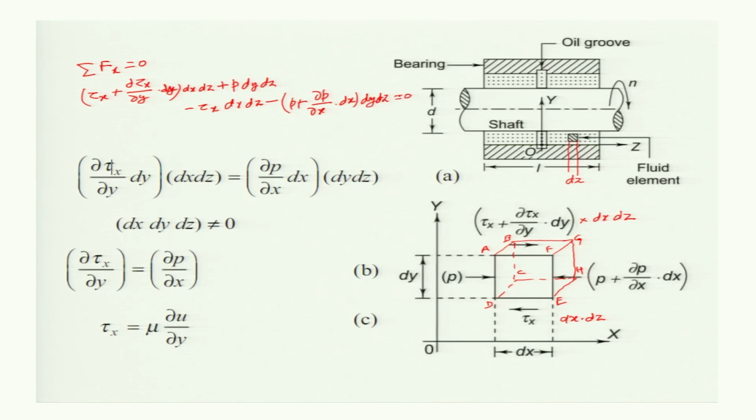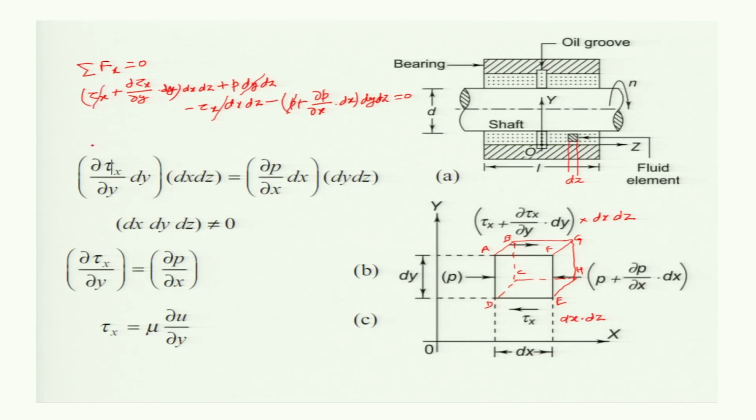Okay. Now you will have this dx dy dz everywhere. This P dy dz and minus P dy dz will be cancelled, and tau x dx dz and minus tau x dx dz will be cancelled.